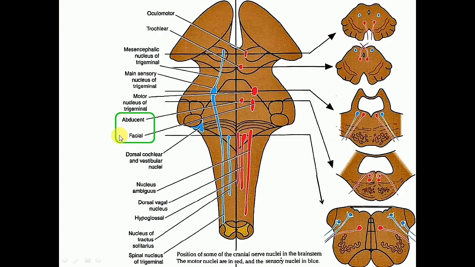As we can see here, this is the diagram of the posterior view of the brainstem, and this middle part is the pons, and we can see here the abducent nucleus and the facial motor nucleus are located at the level of the caudal part, that is lower part of the pons. The abducent nucleus belongs to the somatic efferent column and the facial motor nucleus belongs to the special visceral efferent, that is branchial motor column.